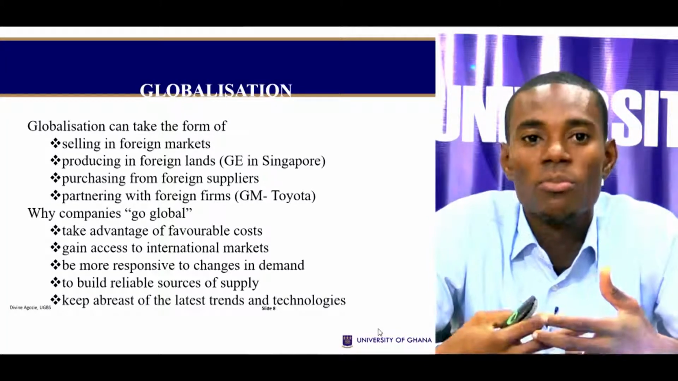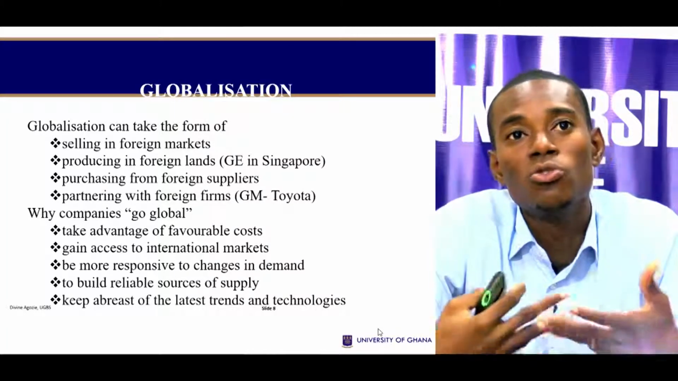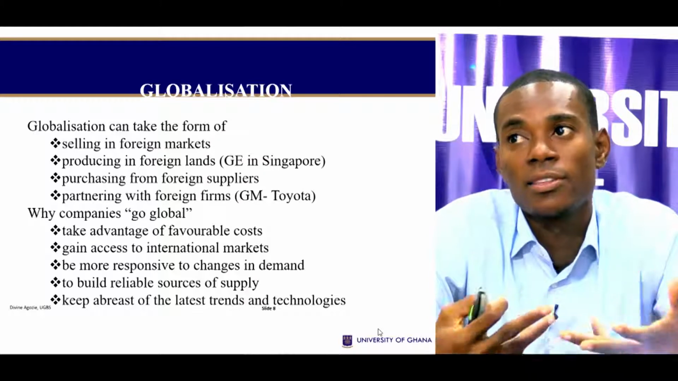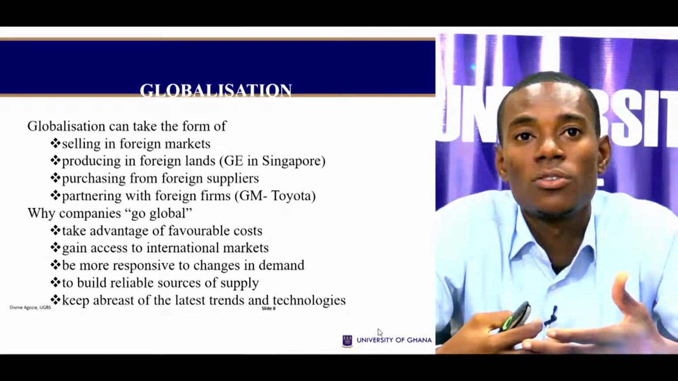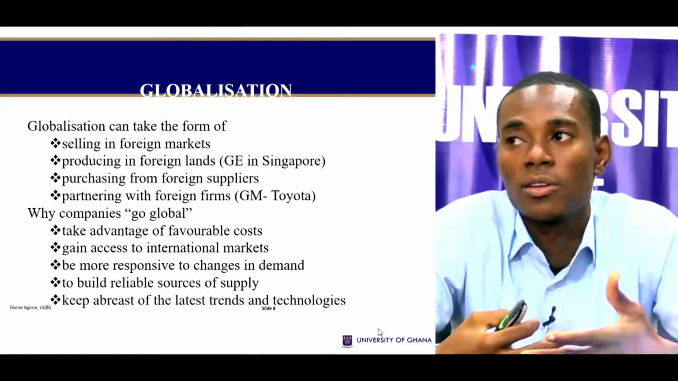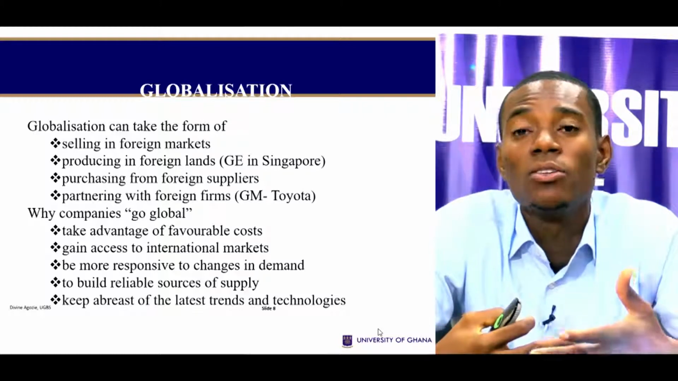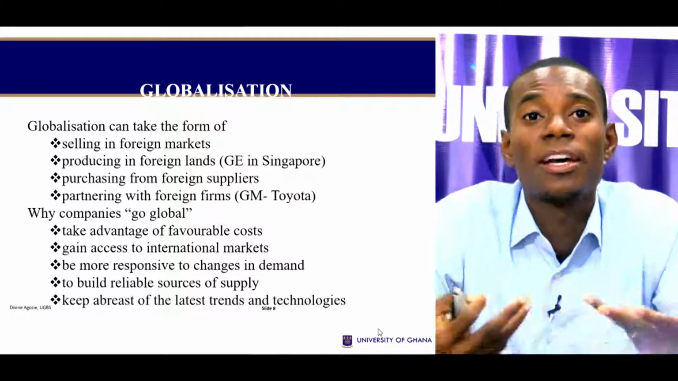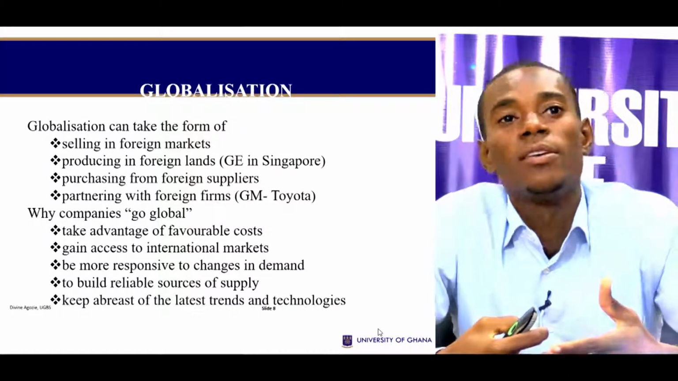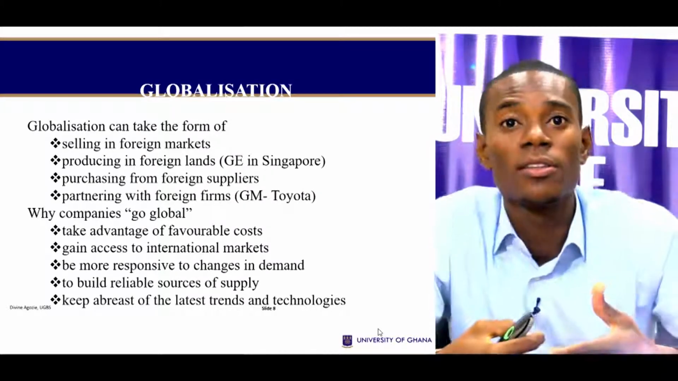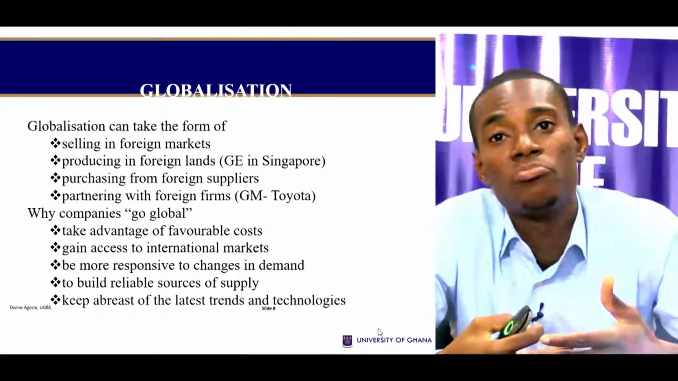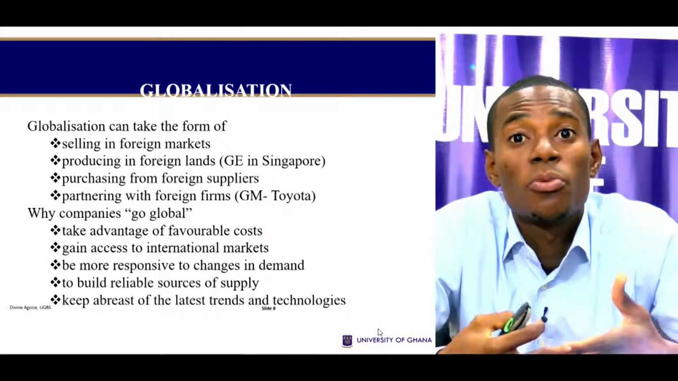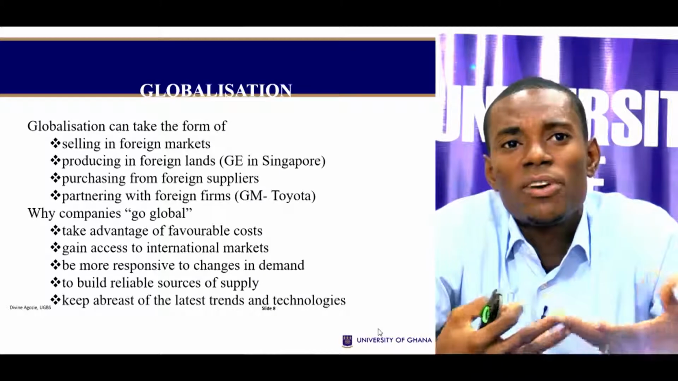So you can move into other areas and get new sources of supply, and that is a good reason to go global. Also, to keep abreast with the latest trends in technologies. Not all technologies are found in every part of the world. If there are newer paradigms, you talk of the Internet of Things, IoT, and internetizing production, call it the Industry 4.0 paradigms, you don't find all of these.